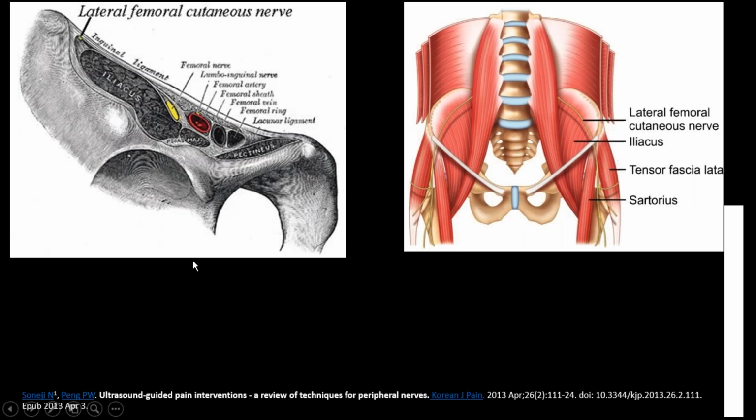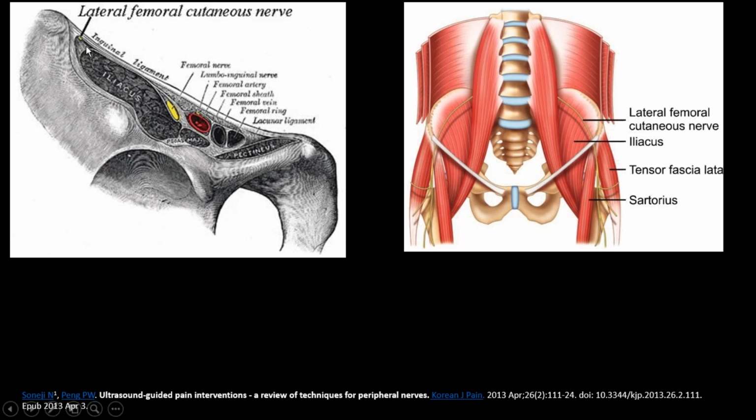Okay, the next nerve is the lateral femoral cutaneous nerve, and this is a sensory nerve which supplies the anterior lateral aspect of the thigh. So if there is compromise of this nerve, there is a complaint of numbness, tingling, abnormal paresthesia on the anterior lateral aspect of the thigh, proximal thigh.